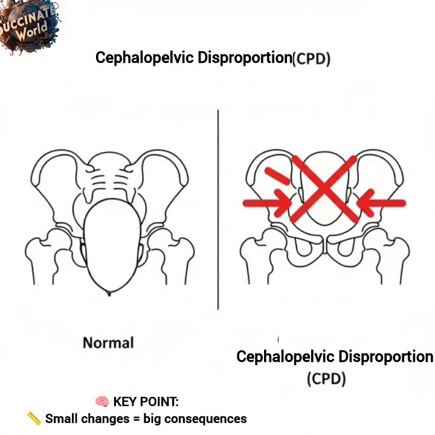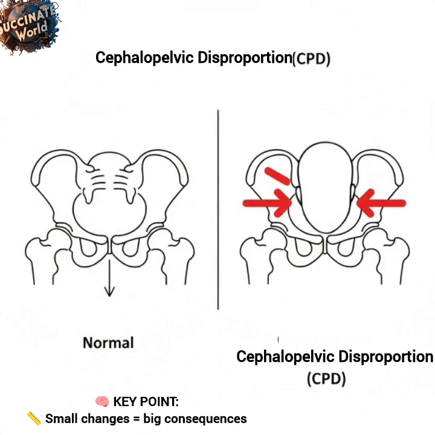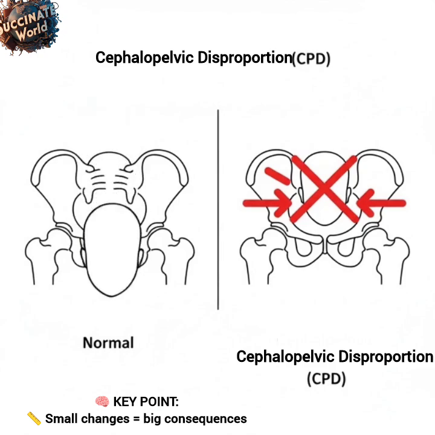This tiny difference in a baby's head can decide whether labor is normal or becomes dangerous. Two babies can weigh the same. Two mothers can have the same pelvis, but one delivers safely, and the other develops obstructed labor. The difference is not the baby's weight. The difference is the fetal head. Today, I'll show you how the baby's skull, especially the head diameters, decide whether labor progresses or suddenly becomes life-threatening.